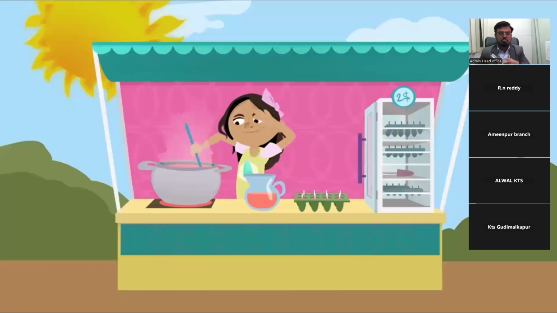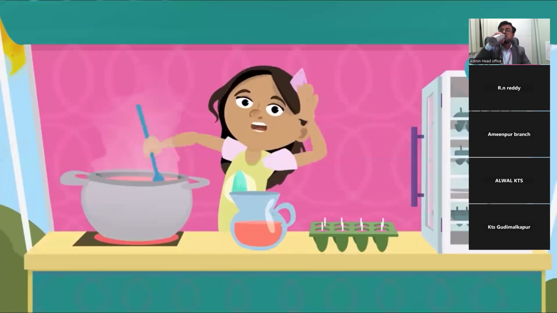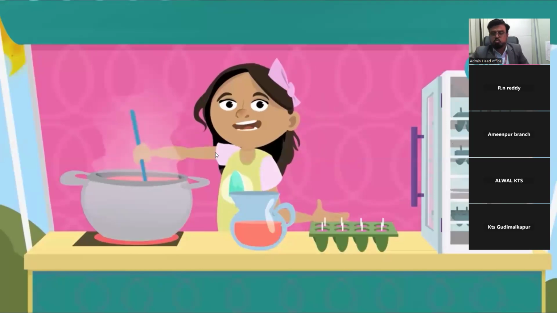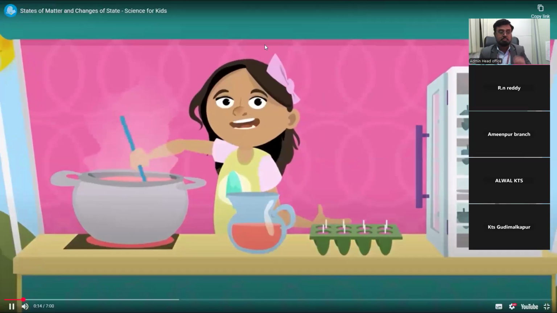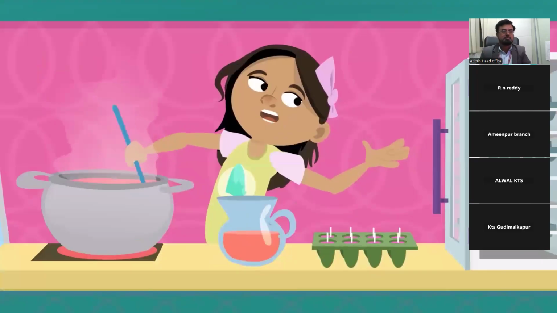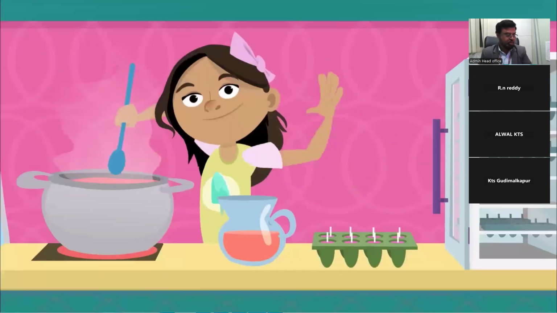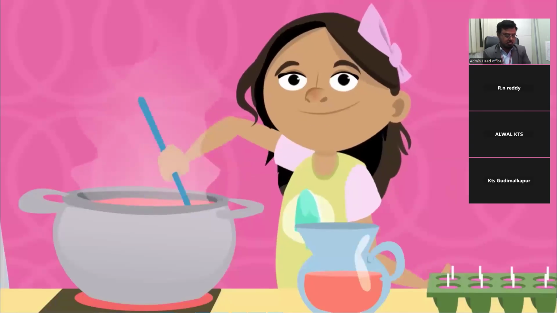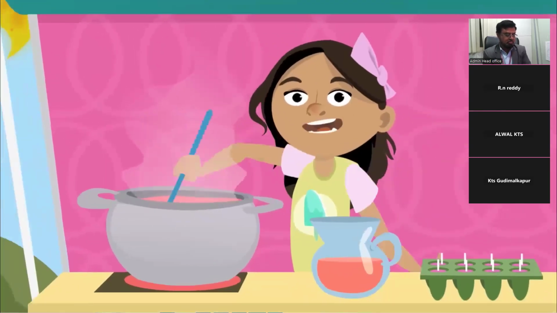Oof, it's so hot. Hey there, I'm making some strawberry popsicles. It's steaming hot today, and I really wanted to have one. But for them to stay solid, I'd have to put them in the freezer like these ones and wait for a while. Really? You don't know what a solid is? It's one of the states of matter. Don't worry, I'll tell you all about them right away.